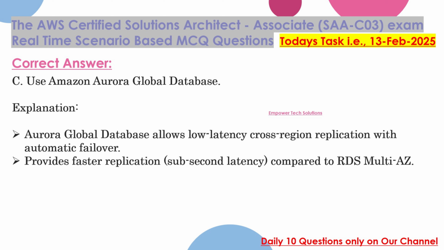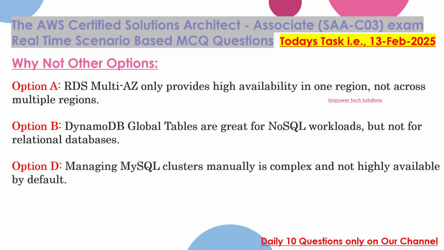Correct answer: C. Use Amazon Aurora Global Database. Explanation: Aurora Global Database allows low-latency cross-region replication with automatic failover. Provides faster replication, sub-second latency, compared to RDS Multi-AZ. Why not other options? Option A. RDS Multi-AZ only provides high availability in one region, not across multiple regions. Option B. DynamoDB Global Tables are great for NoSQL workloads, but not for relational databases. Option D. Managing MySQL clusters manually is complex and not highly available by default.